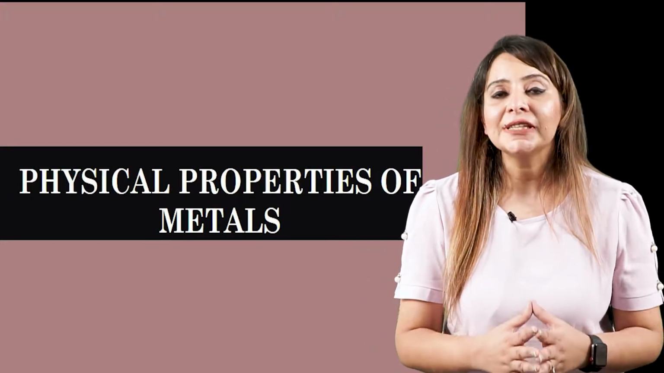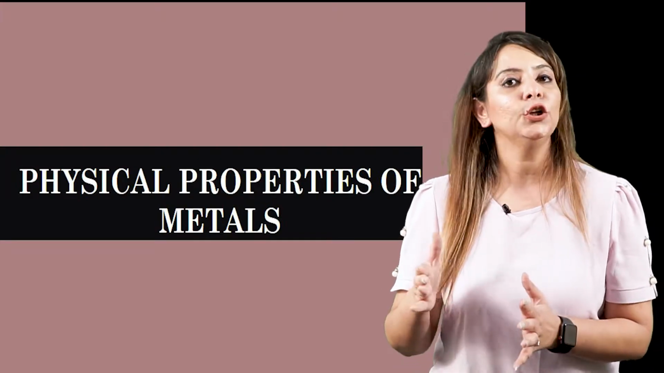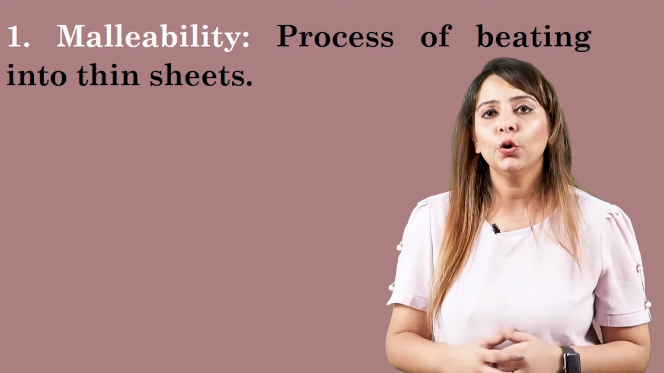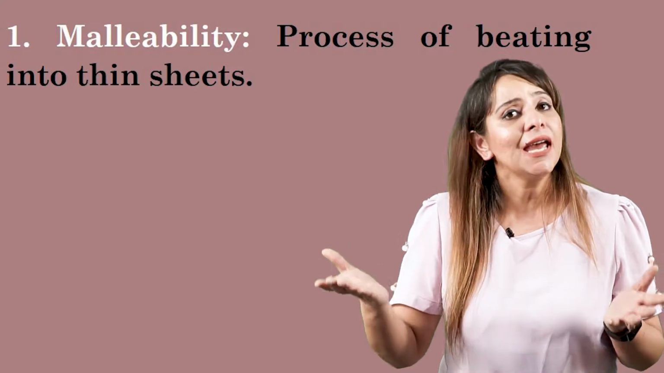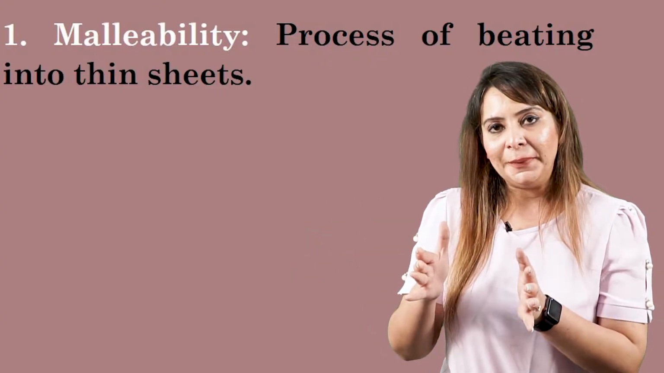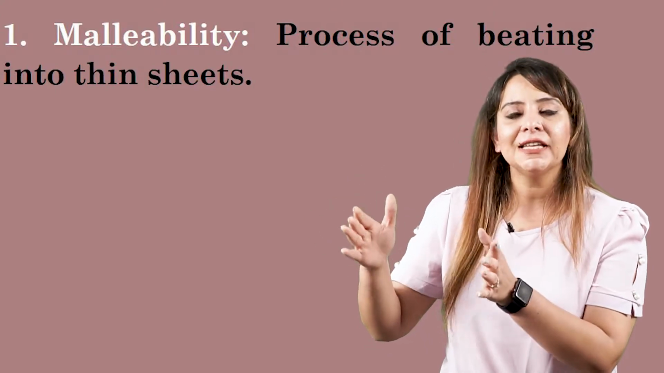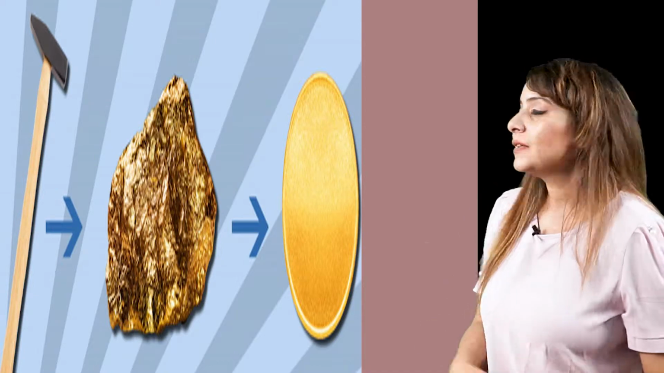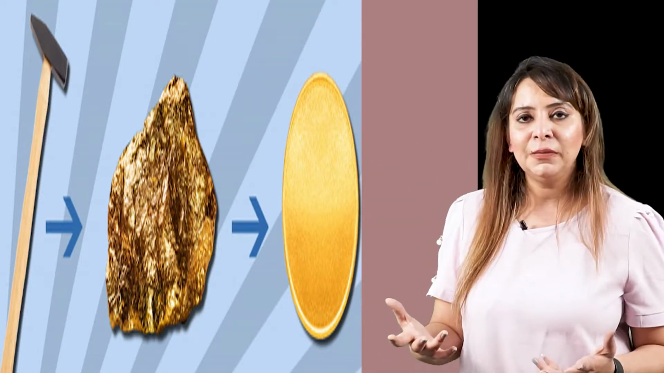Let's start with the physical properties of metals and non-metals. So the first property I have for you is malleability. So we need to know what exactly malleability is. See, malleability is a process of beating a substance into thin sheets. It is a process of beating a metal or any other substance into thin sheets, right? So if I talk about metals, metals are malleable. That means they can be beaten into thin sheets.